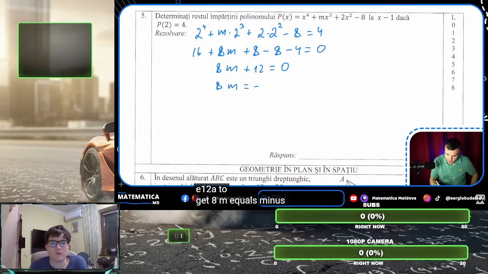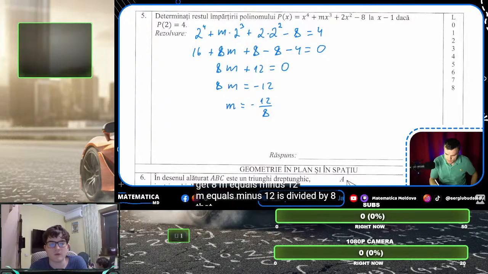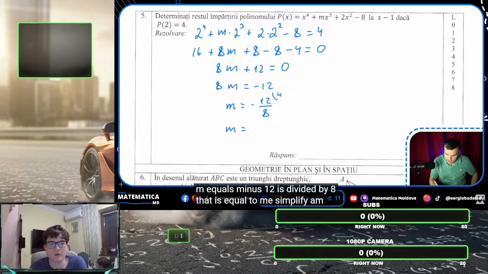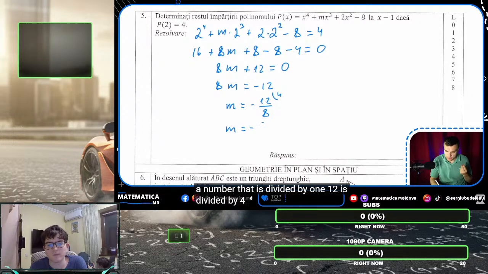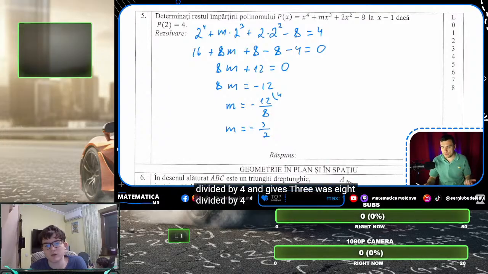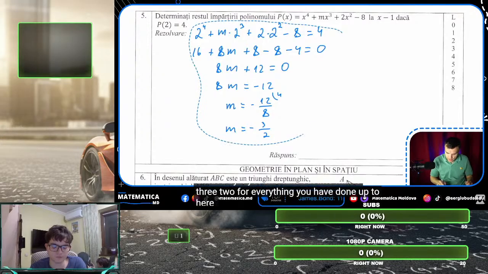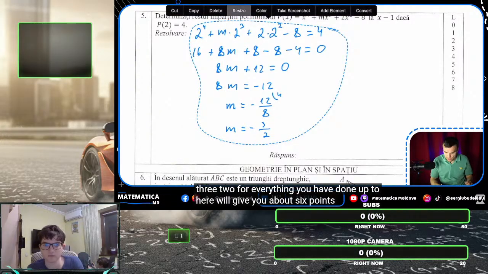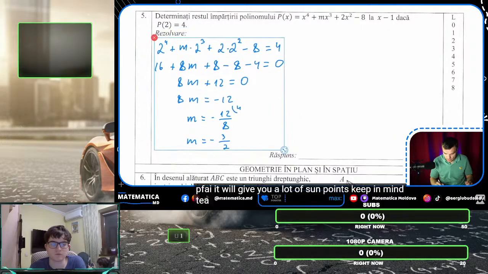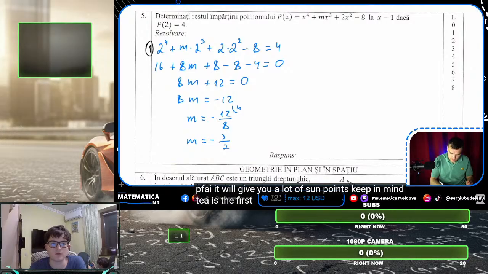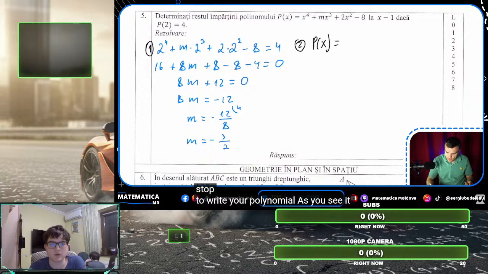Alright, so now we've got 8m is equal to minus 12, m is equal to minus 12 divided by 8. Now we're gonna do simplification with 4, and we're gonna have minus 3 divided by 2. Yes, this is what we have. Alright. Closing this one out. Now let's move on. That's the first step. Now we know m. Let's see the second step.